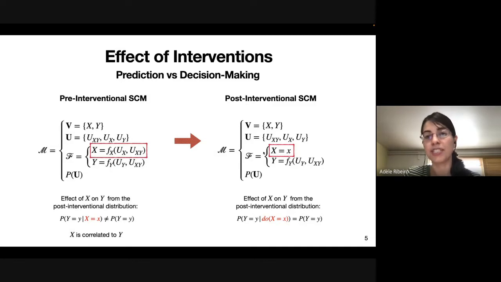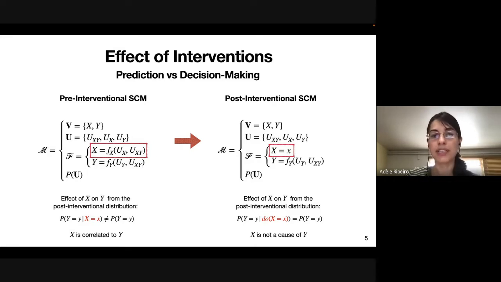So changing or setting the value of x as small x has no implications on the attribution of the value of the variable y. So we will see that making the intervention on x makes no difference in the observation of the variable y. And then we will see that x is not a cause of y. So that's the interpretation of the effect of interventions.